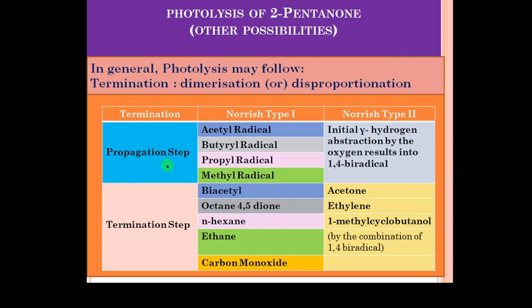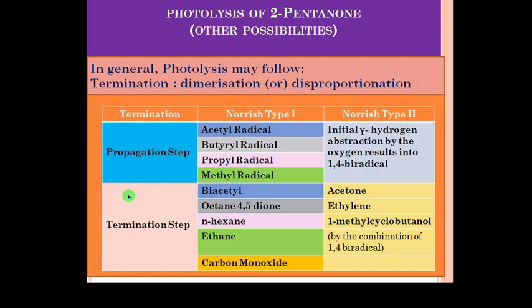And the propagation step involves, suppose this particular 2-pentanone possibly goes with your Norrish type 1 reaction as well as Norrish type 2 reaction. If it possibly goes to Norrish type 1, there will be possibility of different propagation steps. So acetyl radical is formed, butyl radical is formed, propyl radical is formed, methyl radical is formed. I have mentioned this for the sake of convenience.